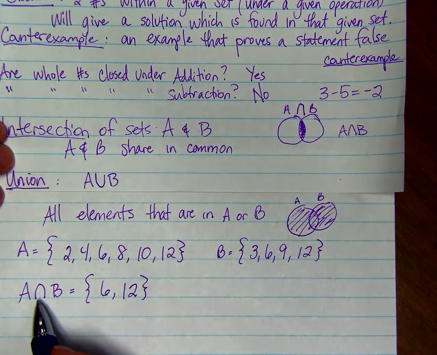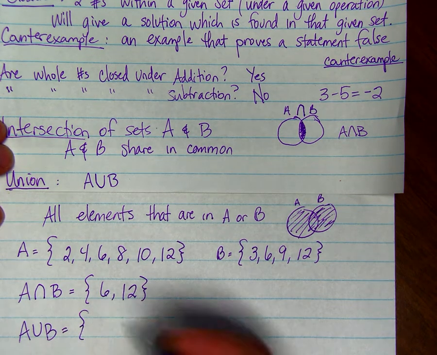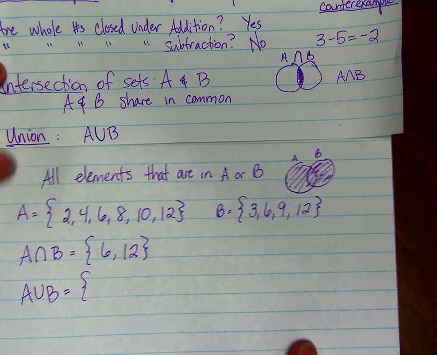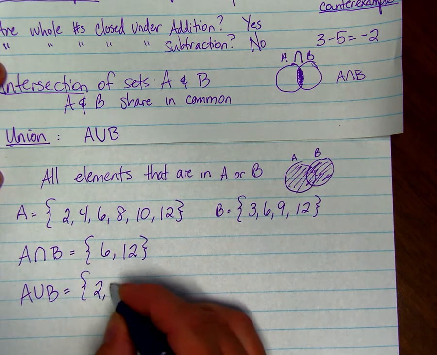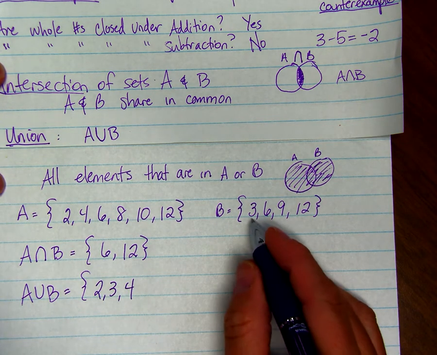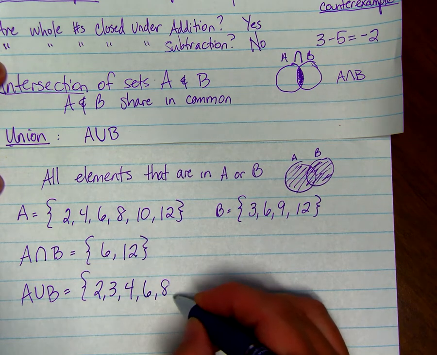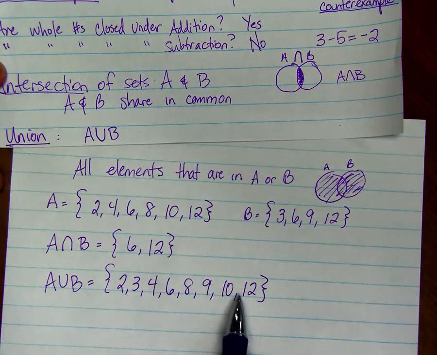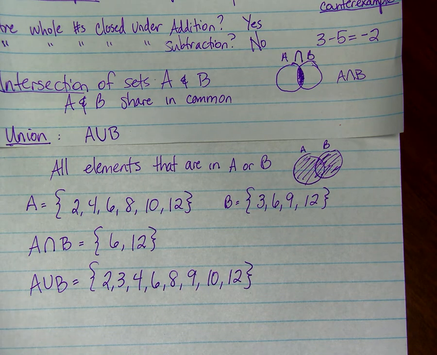So that's the intersection. Now when we do the union, it's all the numbers listed, but you only list them once. So we're going to go 2, 3, 4, because there's a 3 over here. Then comes 6, 8, 9, 10, 12. That's the union. It shows every single one of those elements listed one time. And that's the end of our lesson.